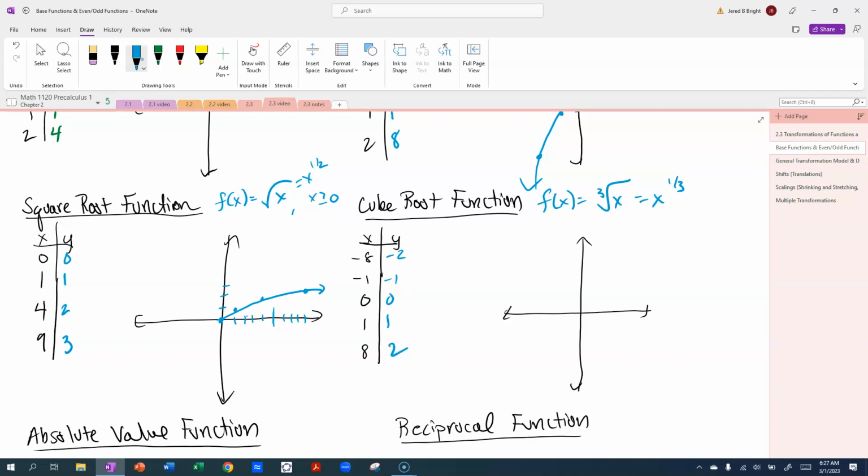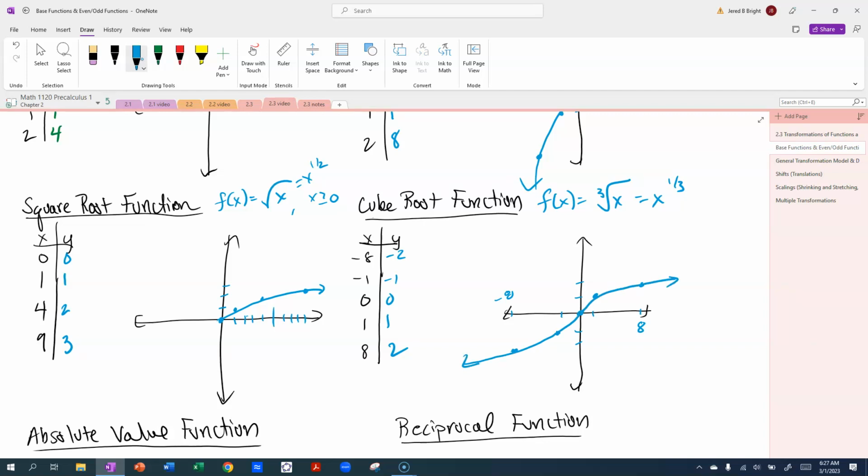For cube roots with odd indexes, you can actually have negatives underneath the radical, and that's okay. So I have 0, 0, 1, 1, -1, 1, and then I'd be all the way out at 8, and then up 2, and then all the way at -8. So I have that point, and I have this point down here. So I get a sideways snake.